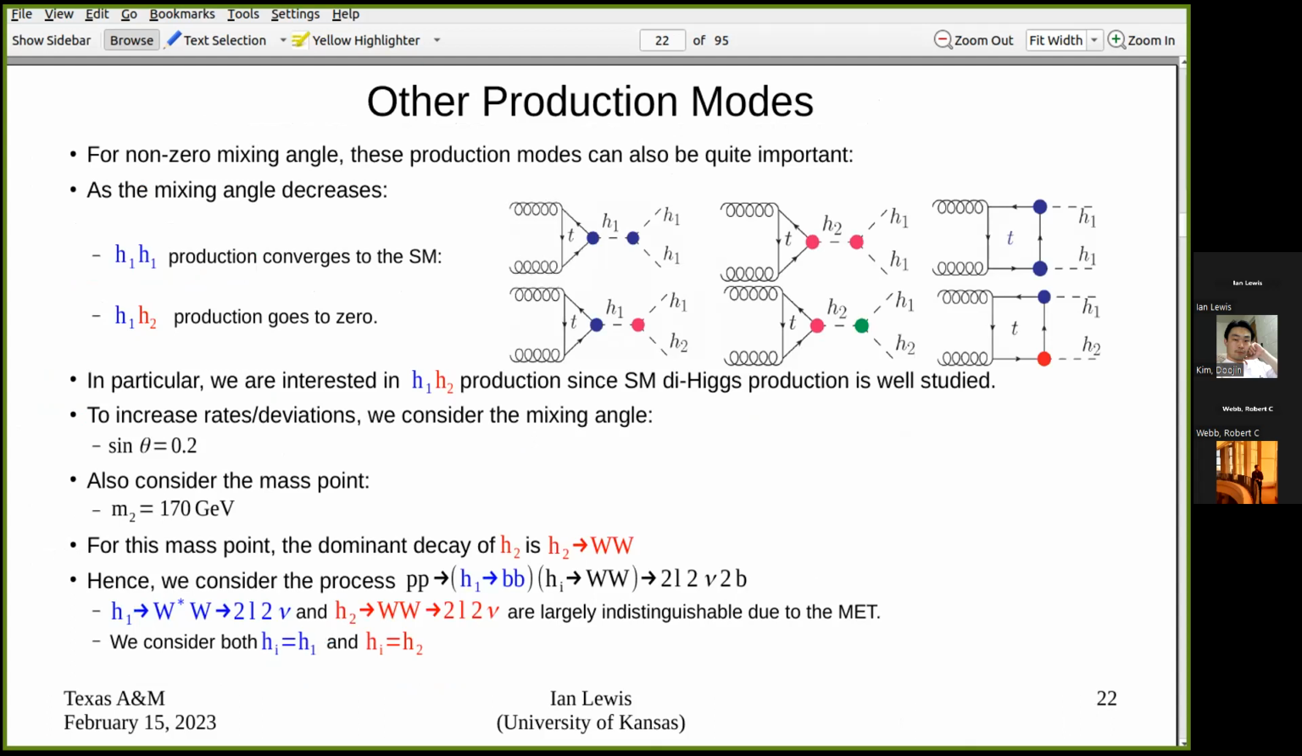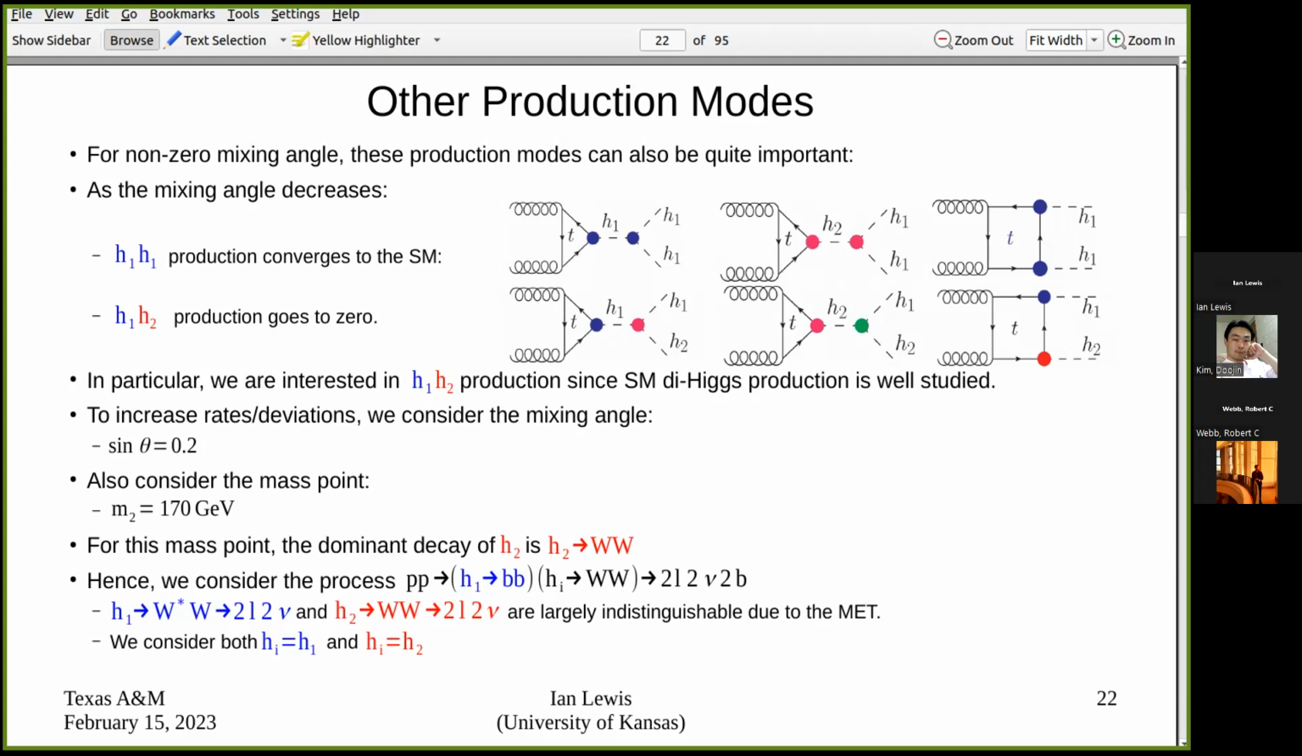Other production modes: I said we should look at these for non-zero mixing angles. These can be quite important, especially if I push the mixing angle to 0.2. 0.05 is a little harder, but 0.2 works pretty well. H1 goes to the standard model, and H1H2 goes to 0. In particular, we want to look at H1H2 because it's something people don't really look for, this asymmetric production, especially when it's not resonant because these masses are too low. To increase rates, we looked at 0.2, which is still okay with current constraints.